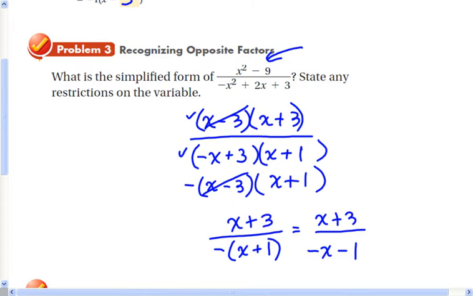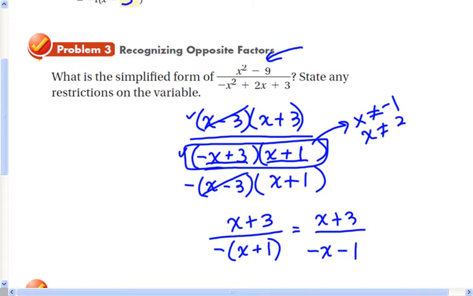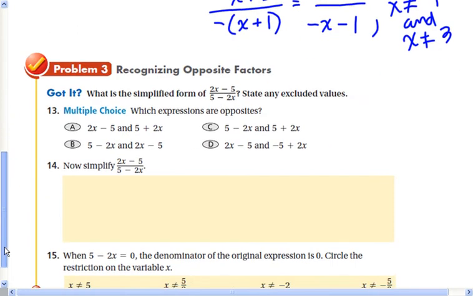And then I still should make sure I figure out what the restrictions are. We can get them right from right here. Remember, we don't want 0, so we can see that x cannot equal -1, that would make that 0. And the number that would make this here 0 would be x is 3, so x cannot equal 3. So we have to state those two restrictions. All right, I'll let you try it.